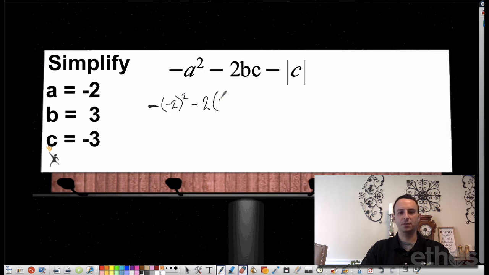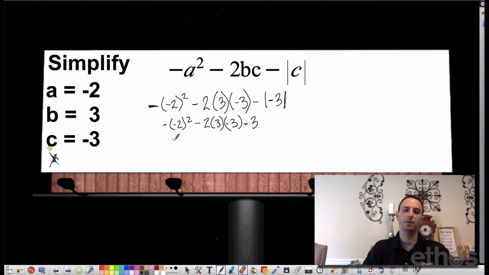Minus 2 times 3 times negative 3 minus the absolute value of negative 3. So we're going to go through and do all the work and simplify this out. Parentheses would be done first, so we're going to turn that into positive 3. So negative times negative 2 squared minus 2 times 3 times negative 3 minus 3. Now we're going to run through the problem, do my exponents. Negative 2 squared is negative 4 minus 2 times 3 times negative 3 minus 3.